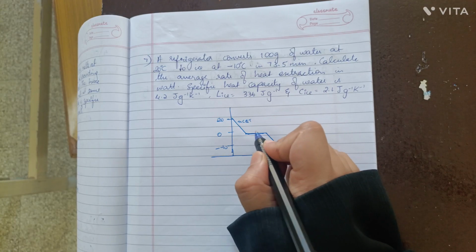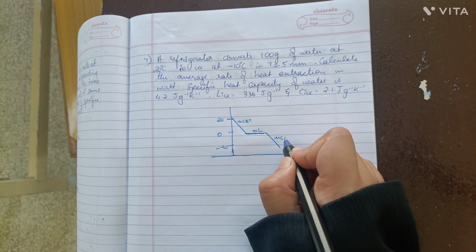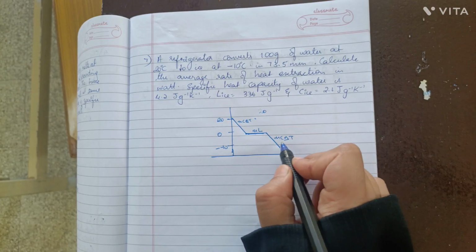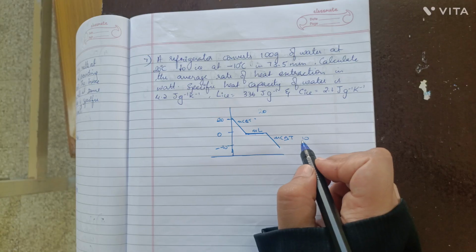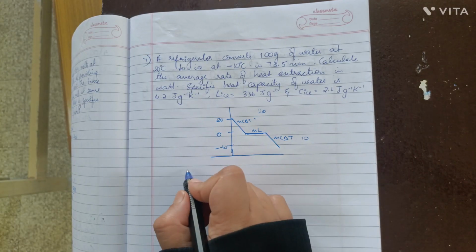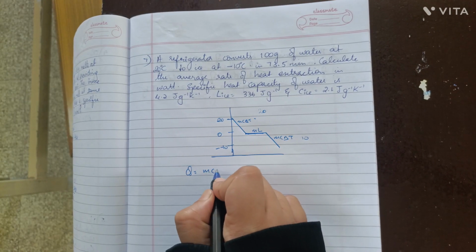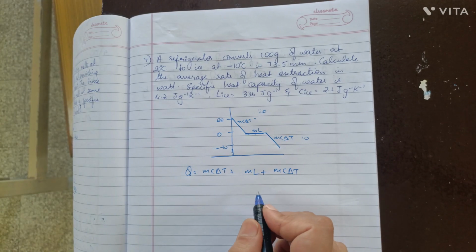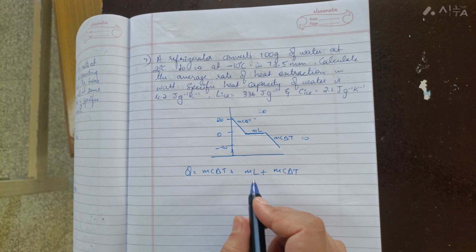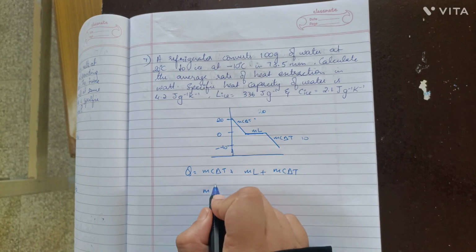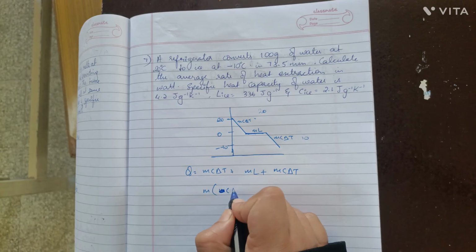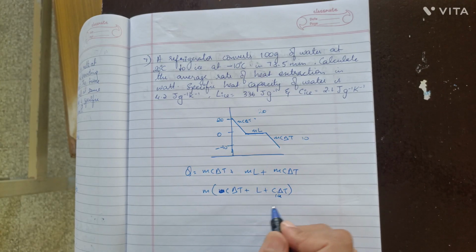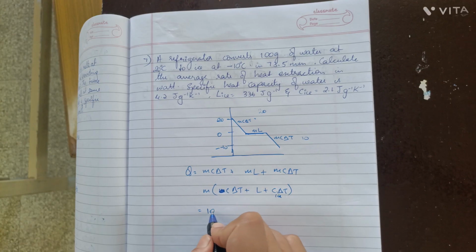Whenever we have a slant line, we use MC delta T, and when we have a straight line, we use mL. Here the delta T is going to be 20 in this case, and here the delta T is going to be 10 degrees Celsius. So first find the total heat energy, which will be MC delta T plus mL plus MC delta T. Since it's the same water which is becoming ice, the mass is common, so you can take out the m common: C delta T plus L plus C delta T of ice.